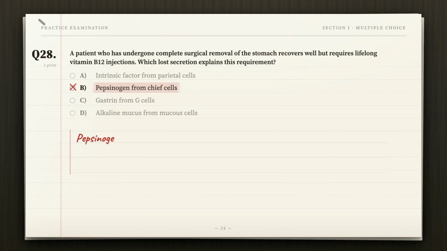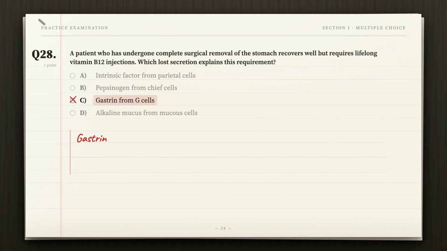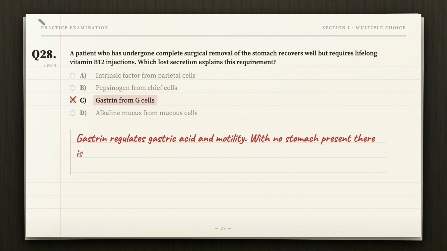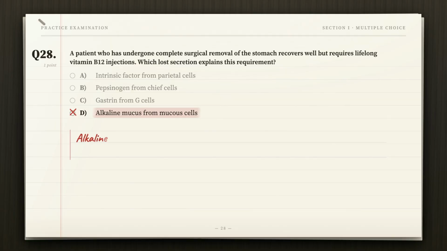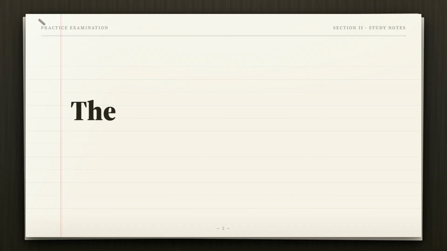B is wrong because pepsinogen becomes pepsin and digests protein, but pancreatic and brush border proteases finish that job perfectly well without it. Protein digestion is not the reason for the injections. C is wrong because gastrin regulates gastric acid and motility. With no stomach present, there is nothing left for gastrin to regulate, and its loss causes no vitamin deficiency. D is wrong because alkaline mucus protects the gastric lining from its own acid. Once the stomach is gone, there is no acid to protect against.